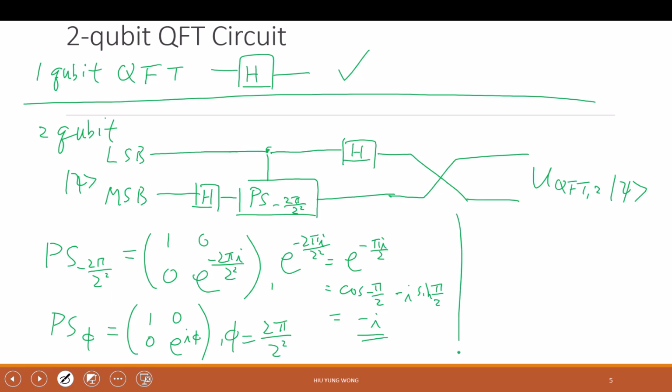Now this is a phase shift gate, but what we are implementing here is not a plain phase shift. What is this gate? Control phase shift. Very good. Which one is the control qubit? The LSB is the control qubit, right? This is the control, and this is the target.